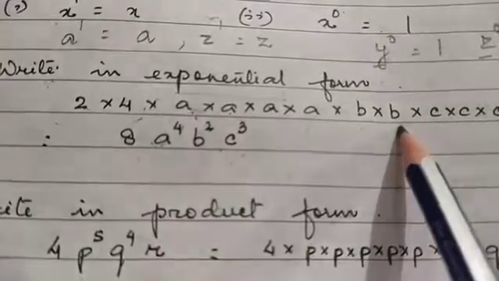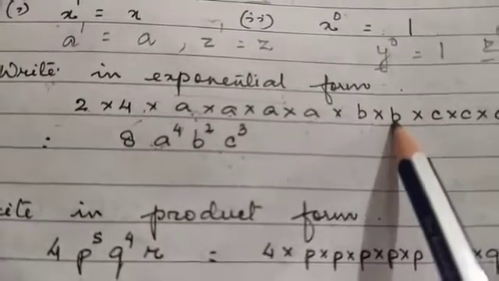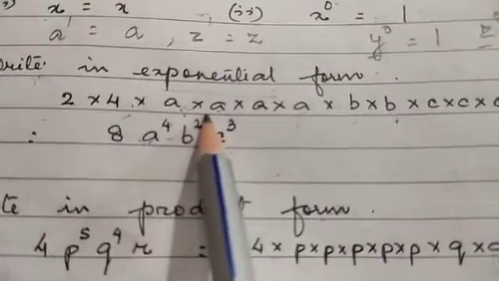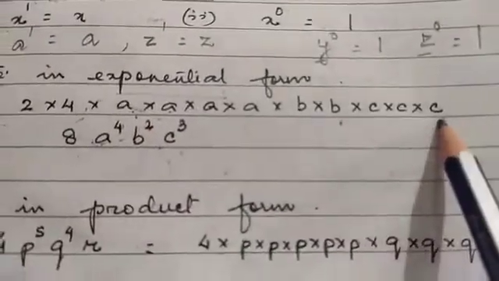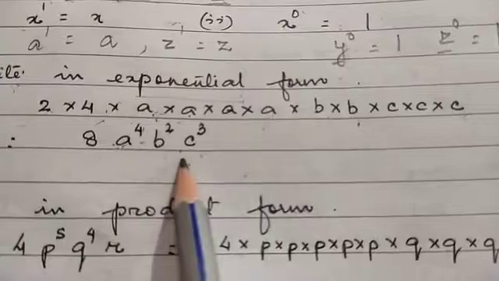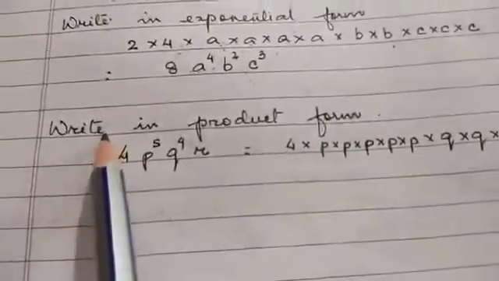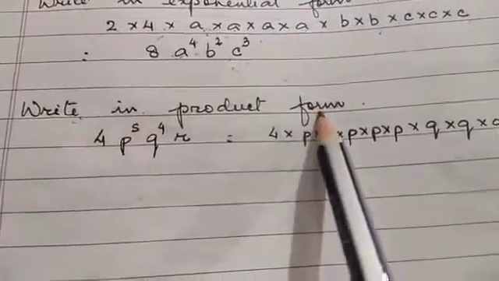B is repeatedly multiplied how many times? It is repeatedly multiplied 2 times. So B raised to power 2. And C is being repeatedly multiplied 3 times. So C raised to the power 3. Then write in product form.